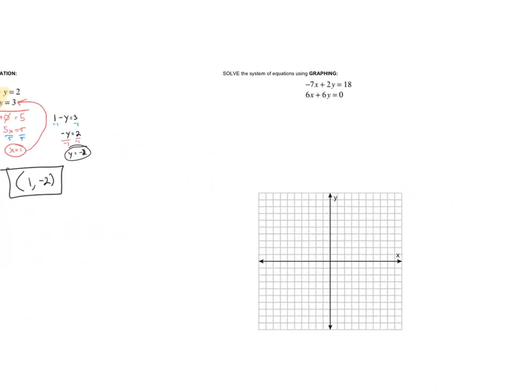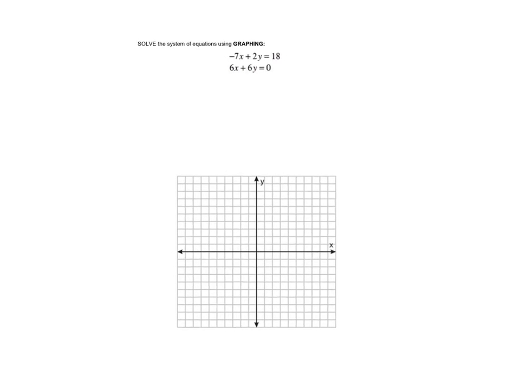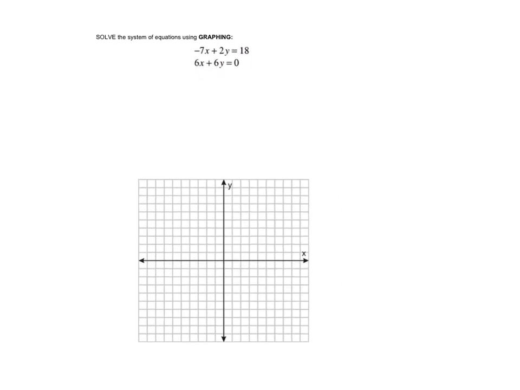And so that is the same thing. It's just going to drive this thing over and over and over again. All right, so let's do it again. Graphing. Here we go. So I need to get this in order. So the first thing I'm going to do is add 7x to both sides.